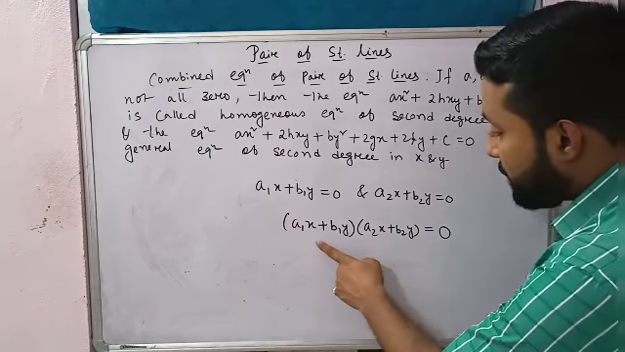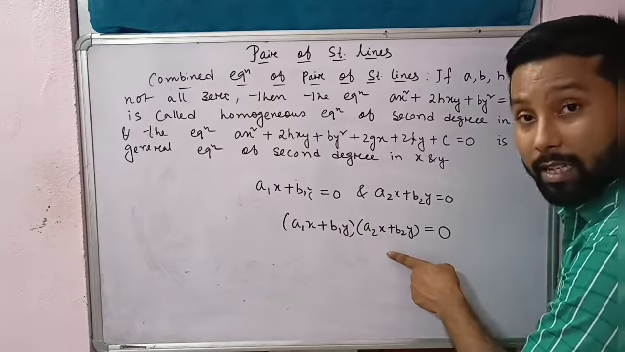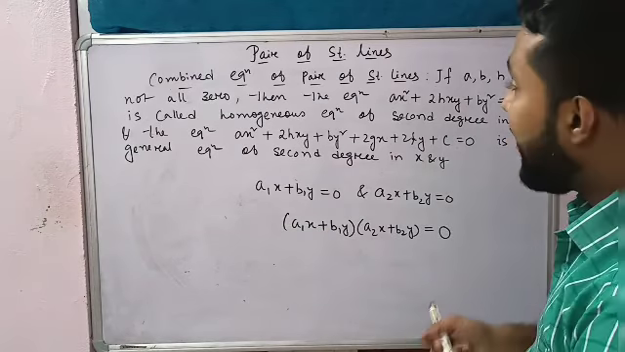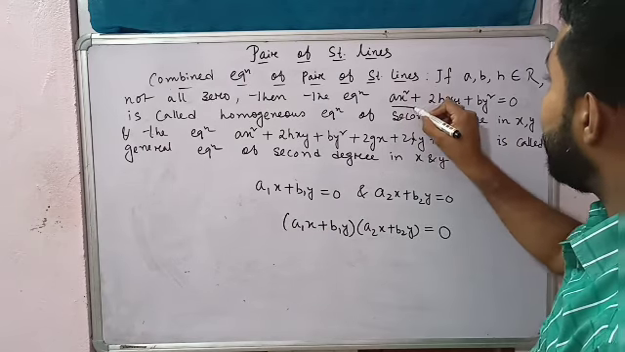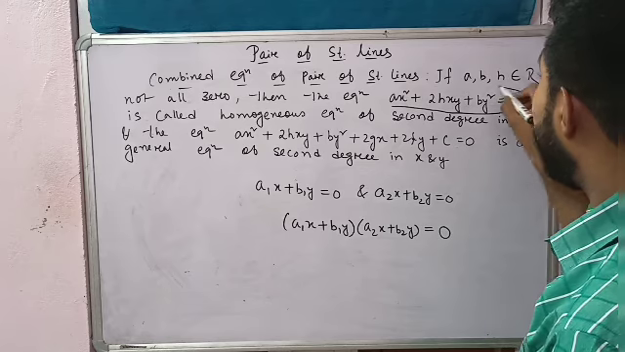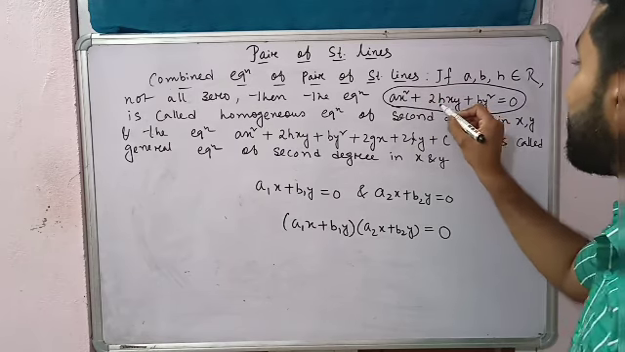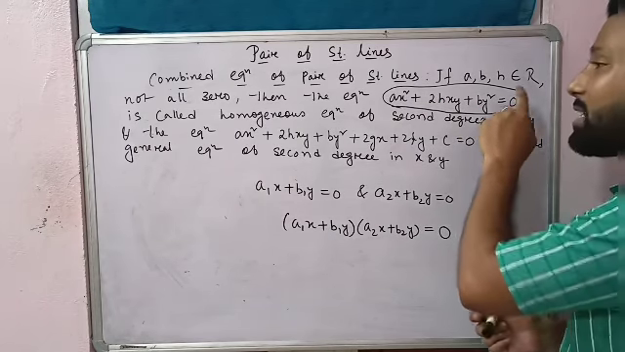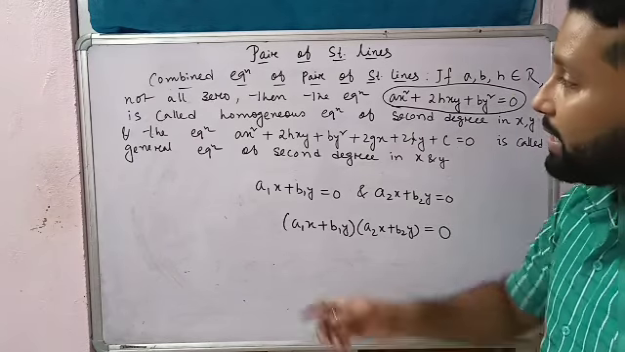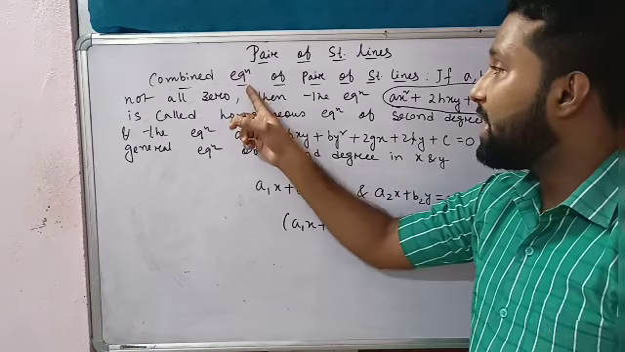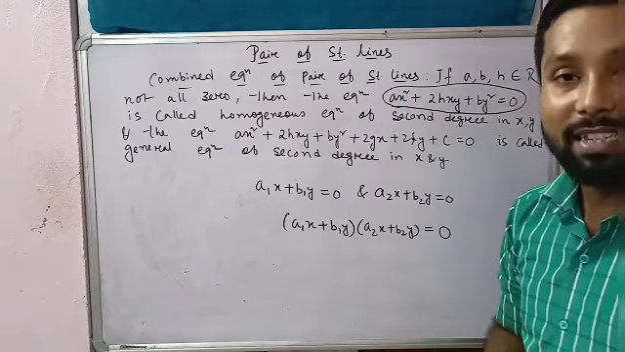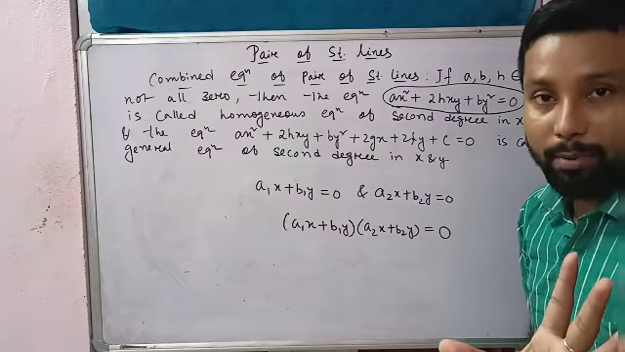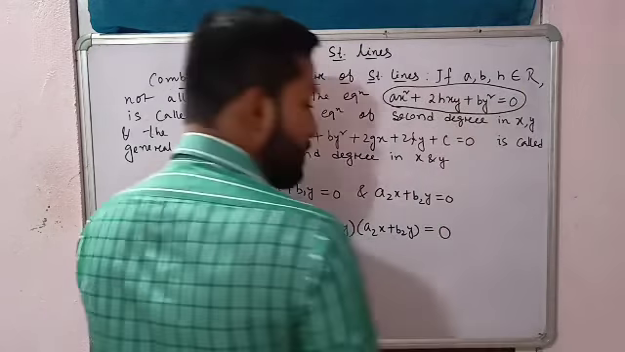a1x plus b1y whole into a2x plus b2y, this is equal to 0. Now if I expand this equation, listen, then we'll get the equation in the form of ax square plus 2hxy plus by square is equal to 0. Okay, already I have given the heading combined equation of pair of straight lines. So if I expand these two equations, I will give an example. Let me finish this part first.